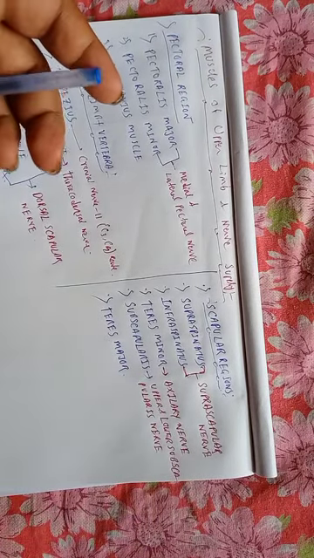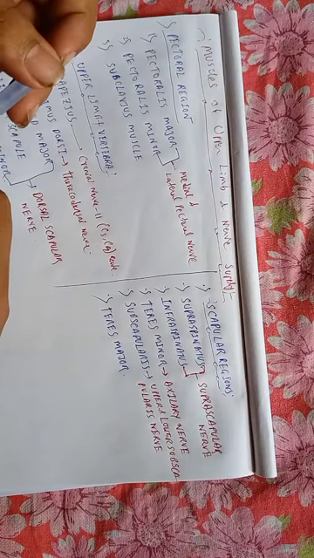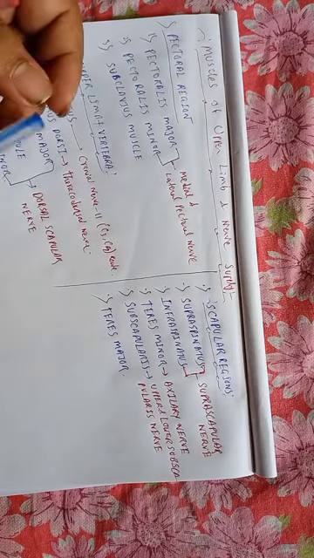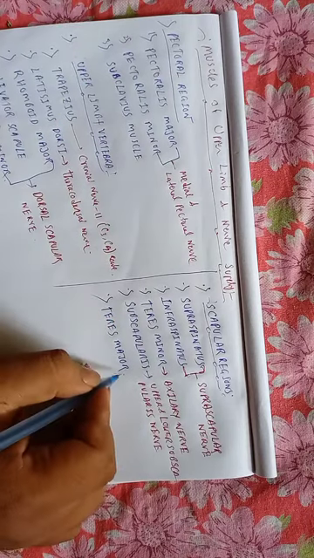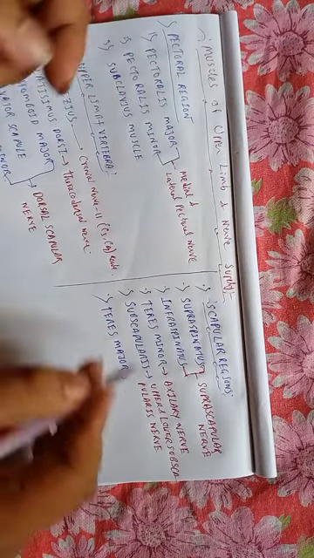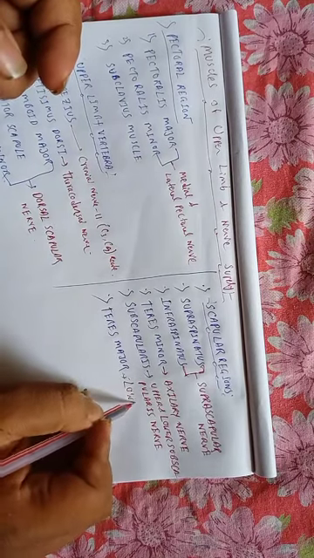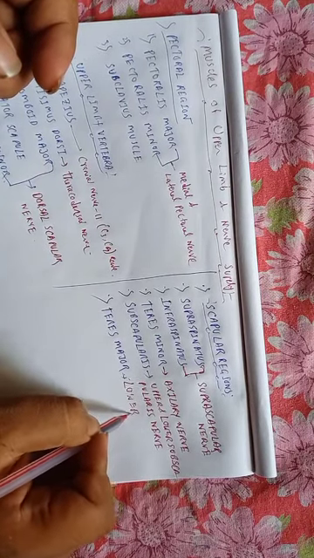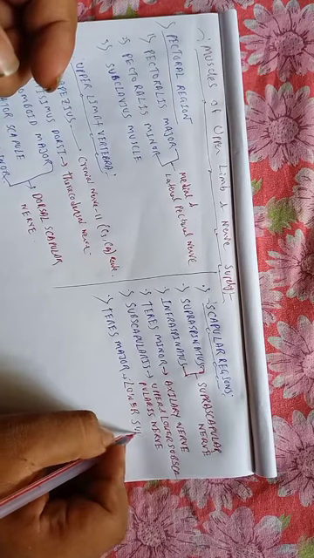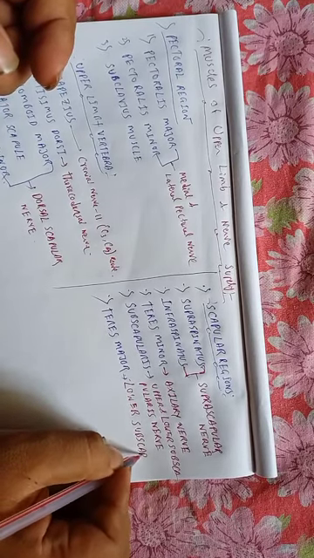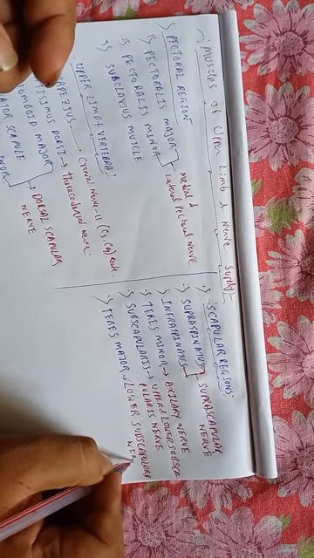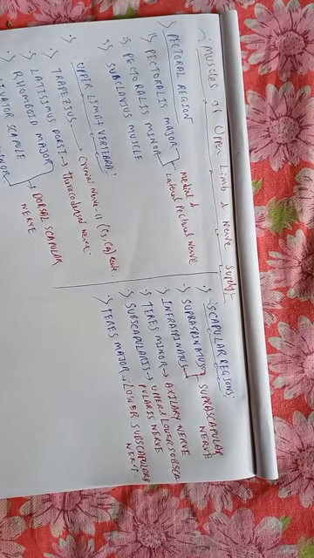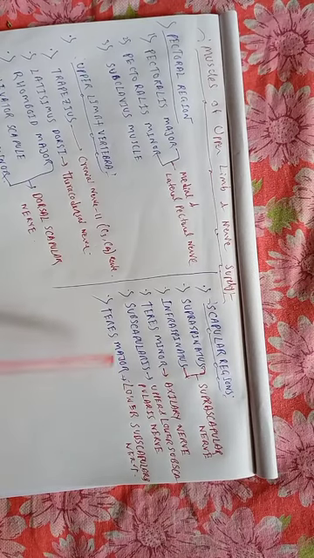Then we have the teres minor muscle, and it will be supplied by whom? Sorry, that is the teres major muscle. That will be supplied by the lower subscapular nerve. Lower subscapular nerve. Okay.